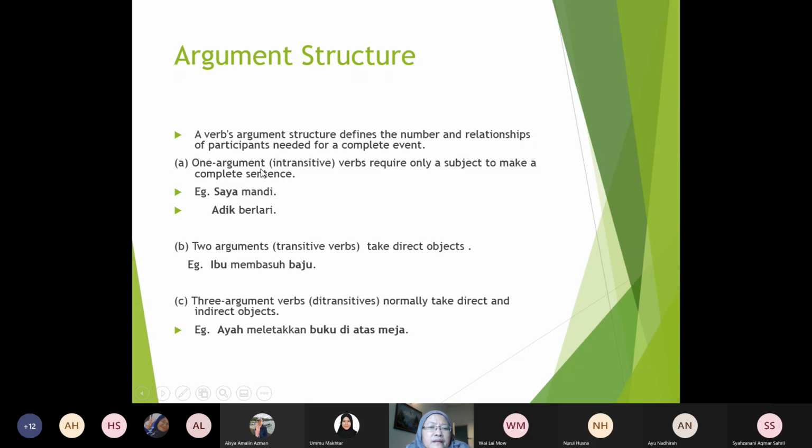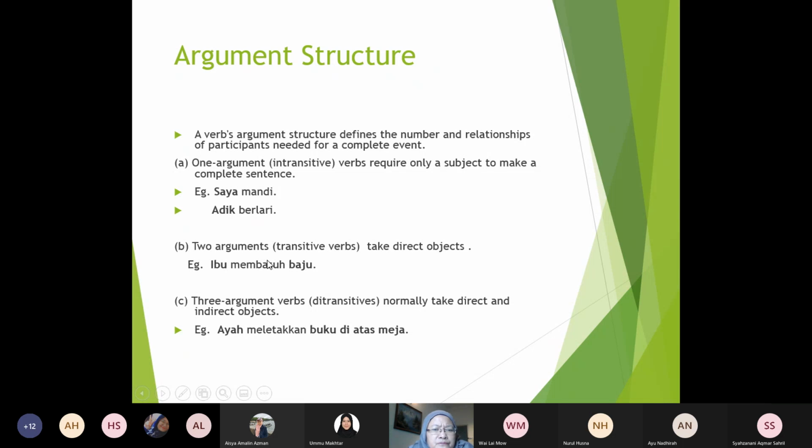So we have a one argument verb, which is actually intransitive, which requires only a subject to make a complete sentence. So saya mandi, adik berlari. So this is a one argument verb. So mandi is a one argument verb, berlari is a one argument verb. And this is called an external argument because it's outside the verb. We call it external argument.